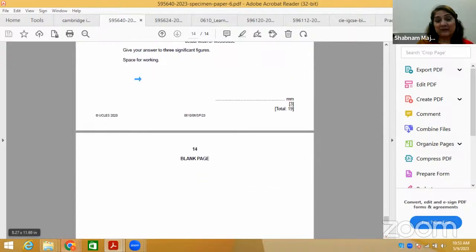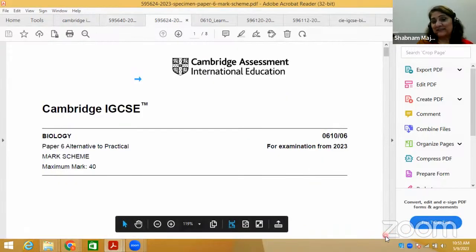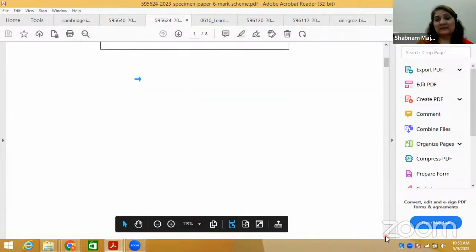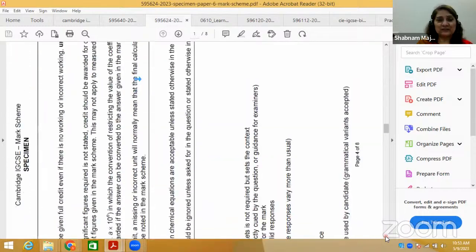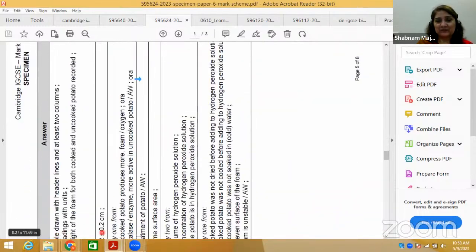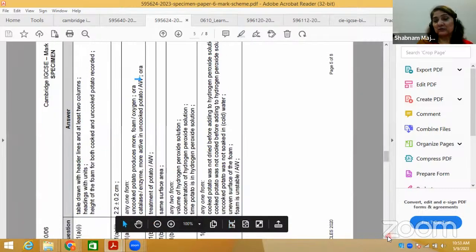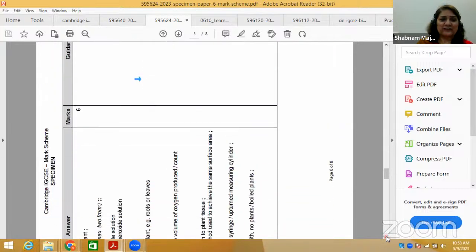So this is so easy. As I said, there was nothing like that in this. If you go through the mark scheme quickly, you can just see here. It doesn't matter, I'll do this so that it's alternate, it's fine. I don't think you have any issue with this.